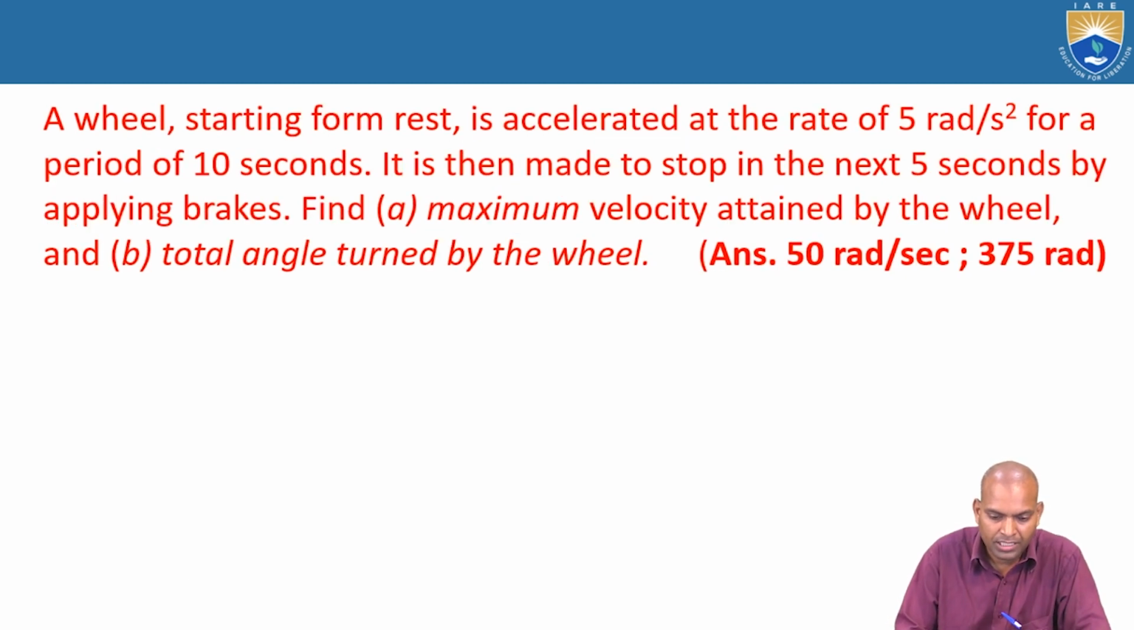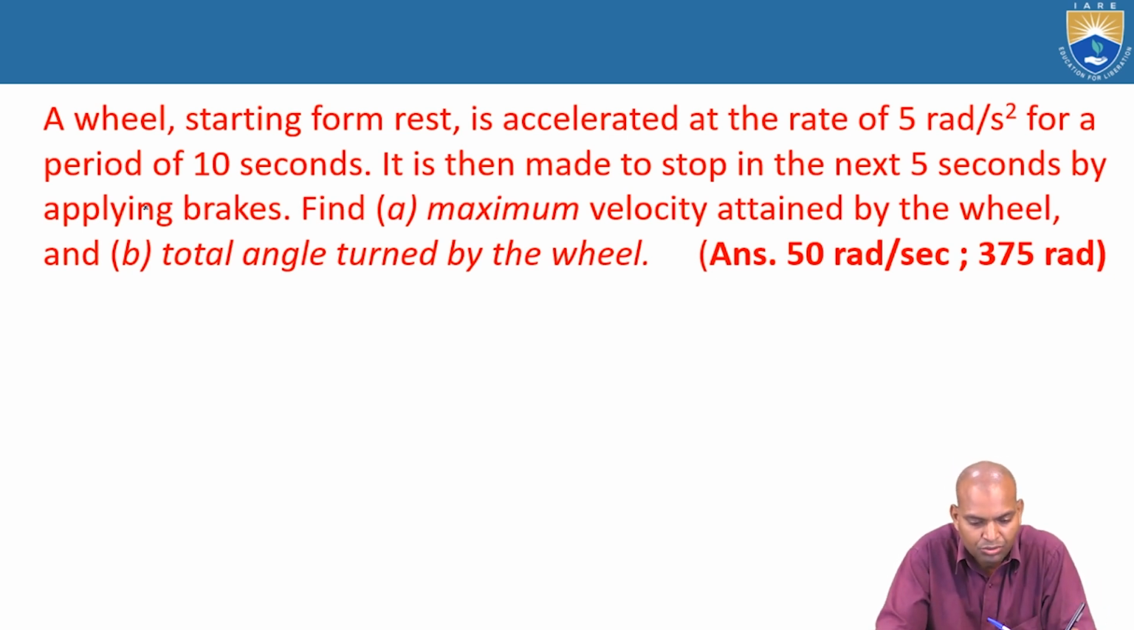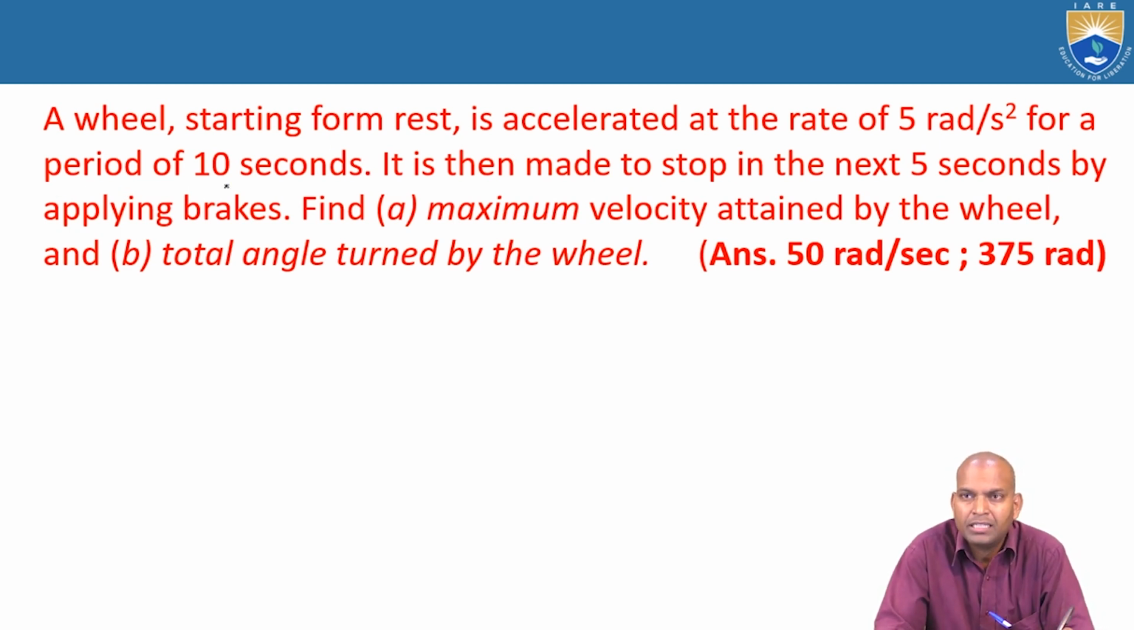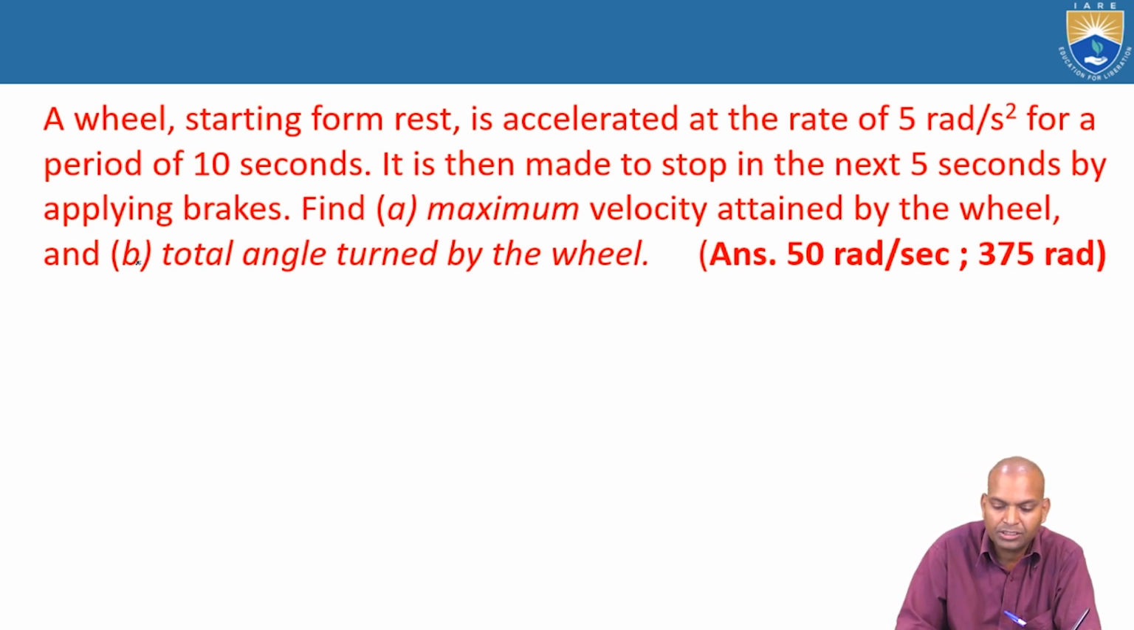Alright. The next problem, an unsolved problem here, how to begin it. This is also solved here. A wheel starting from rest is accelerated at the rate of 5 radians per square second for a period of 10 seconds. It is then made to stop in the next 5 seconds by applying brakes. Find the maximum velocity attained by the wheel and total angle turned by the wheel.